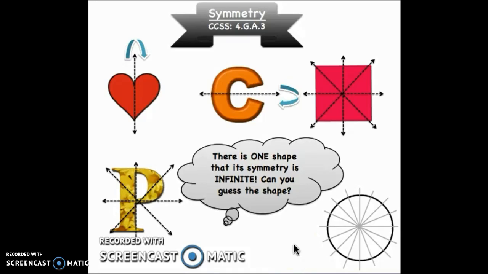So in conclusion, a shape may have one line of symmetry, many lines of symmetry, or no lines of symmetry at all. Those shapes that can be folded down a line and create equal or matching parts are symmetric.